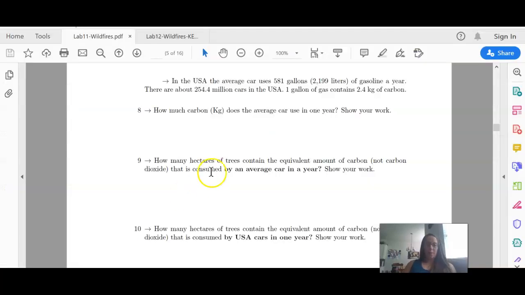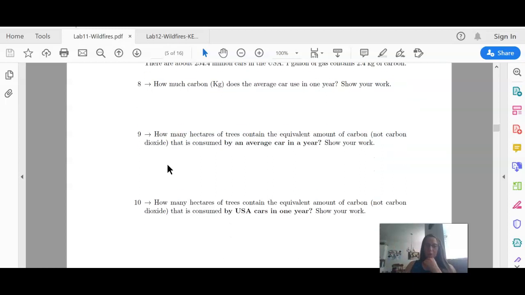All right, so now question 9. How many hectares of trees contain the equivalent amount of carbon, again this is just carbon, not carbon dioxide, that is consumed by an average car in a year? Now we have to make a comparison of that number that we obtained for 8 and determine how many hectares would take up all that carbon that the cars are really releasing. Let's try to do that based on the numbers that we have on our table.